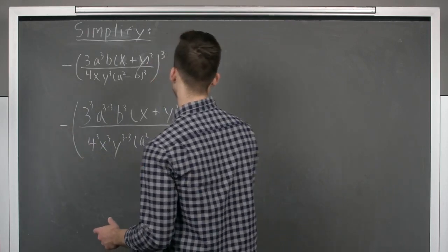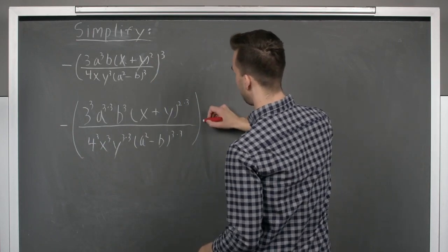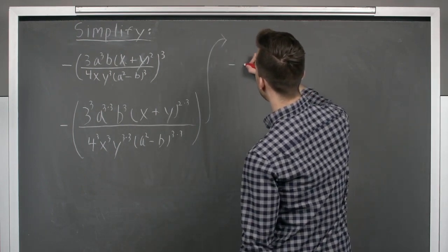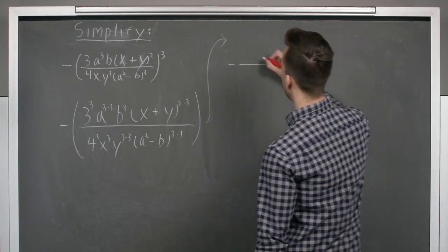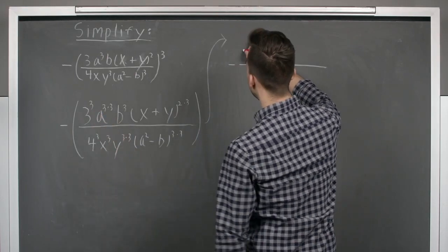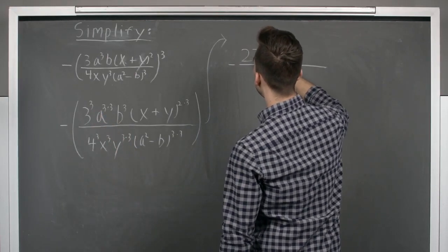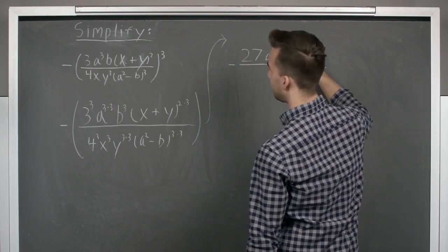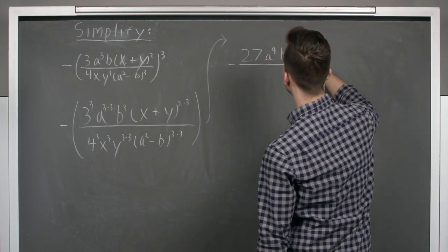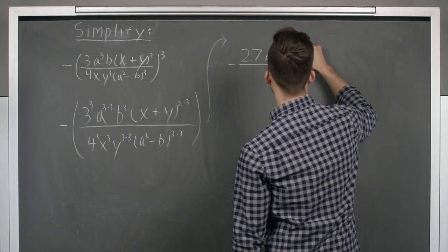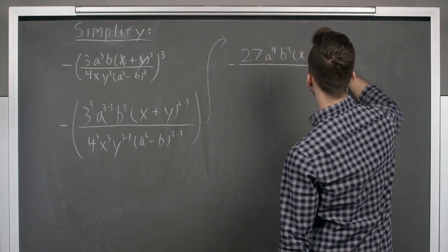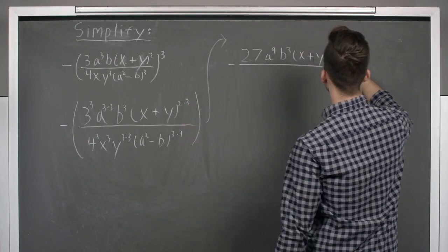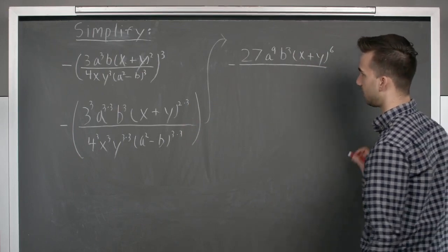So I'm going to rewrite this up here so I have more room. What we have, negative 3 to the power of 3 is 27. And then we have a to the power of 9, b to the power of 3, and then we have our x plus y to the power of 2 times 3, which is 6. So that is our numerator.